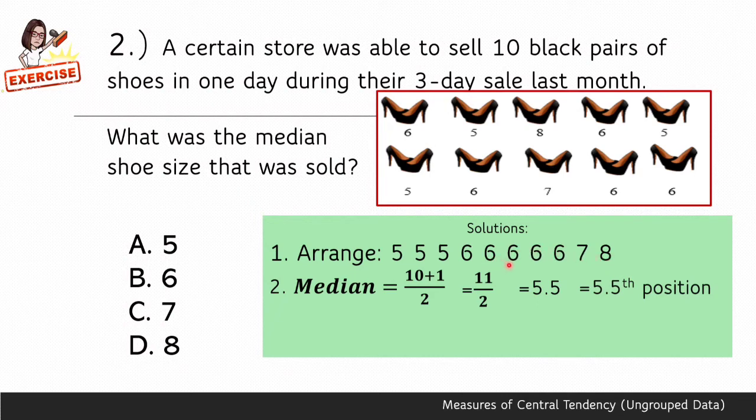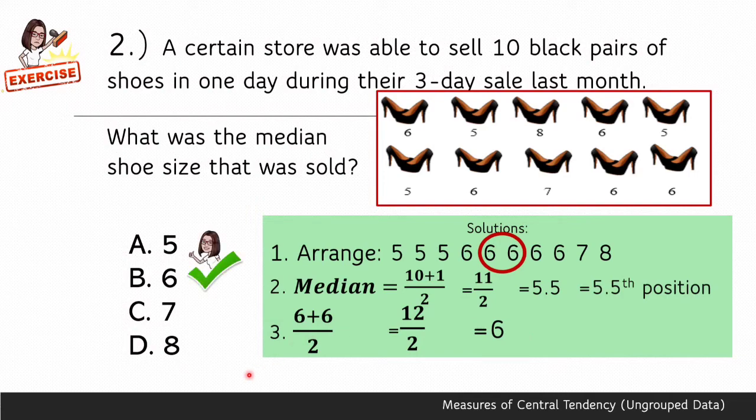So still, this is the middle. The 6, 6 here will be our middle score, because there are 4 on the left and another 4 on the right. So really, this is the location of the center, the middle. Since there are 2 numbers, we have to add them and divide by 2. That would be 12 over 2, which is still 6. The same number, 6. So therefore, our answer is the letter B.